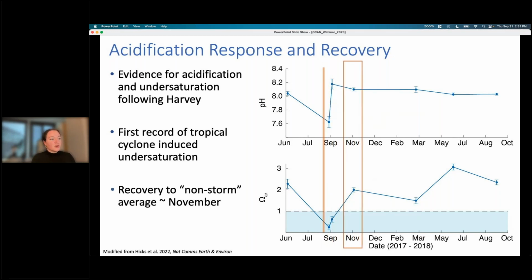Two months after the storm in November 2017, however, saturation states as well as pH appeared to recover to those pre-storm averages in June 2017 and the following months, indicating a recovery of the carbonate system likely occurred at some point between 3 weeks and 2 months after the storm.